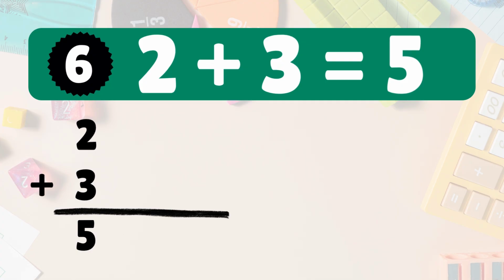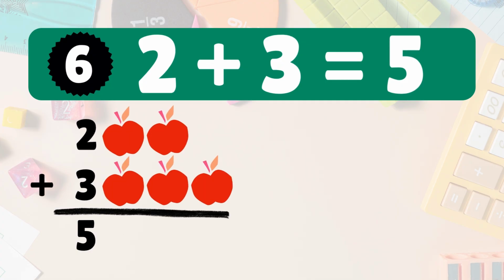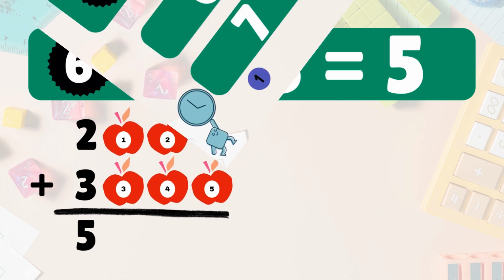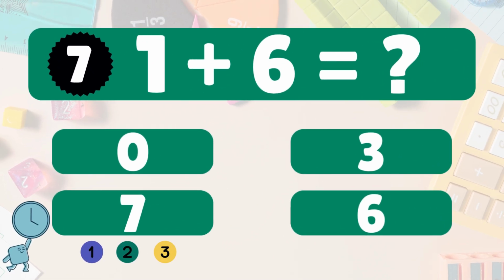2 plus 3 is 5. Here we have 2 apples. Let's add 3 more apples. Now we have 1, 2, 3, 4, 5. So 2 plus 3 is 5. Great job. Next, 1 plus 6 equals what?